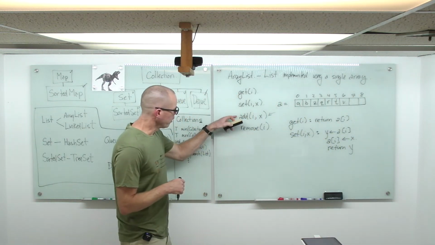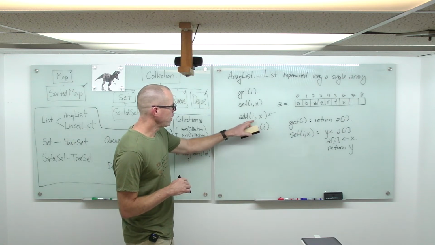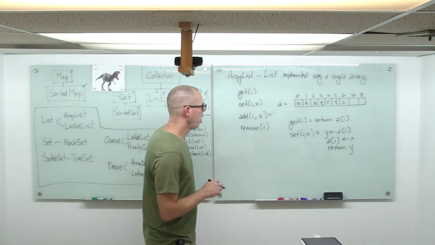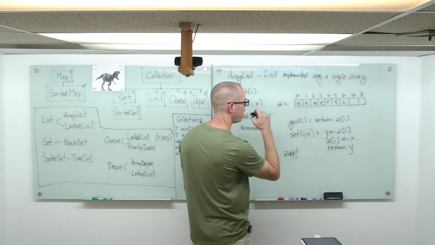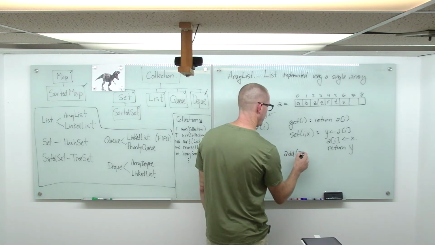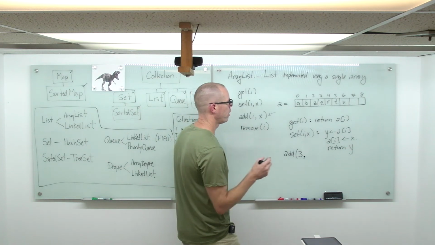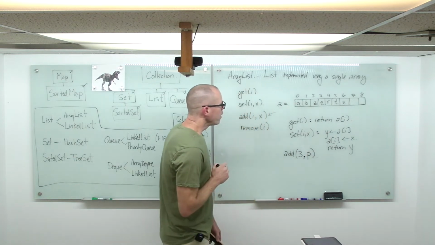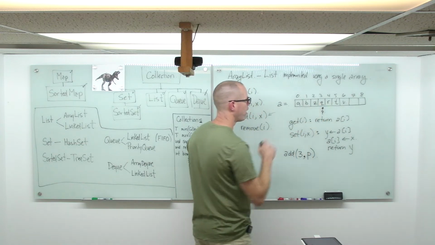So this add operation, for example, and this remove operation we'll see in a second, tells you the index that you're supposed to add the thing at. So for example, if I say, in this particular one, add at position 3 the value p, then when I'm done, p is going to be there at position 3.